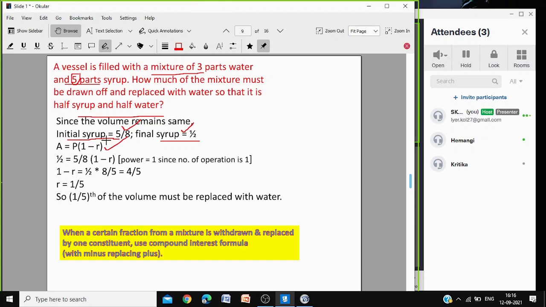Here the power is 1 because we did not do it 2 times or 3 times. We are doing it only once. The power represents how many operations you are doing. Since you are not doing it again and again, the power is 1.